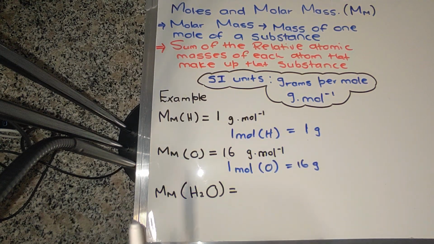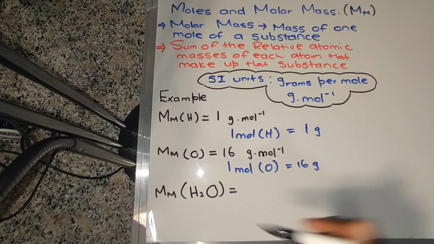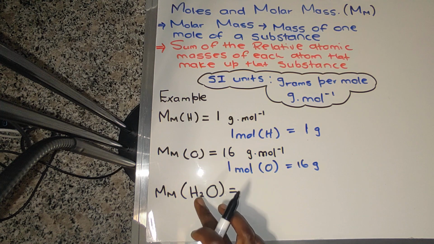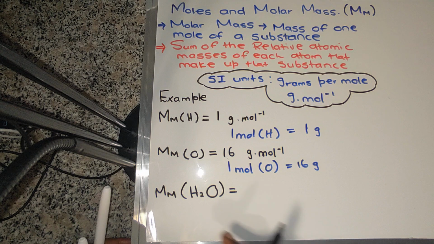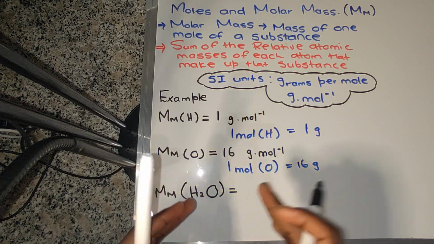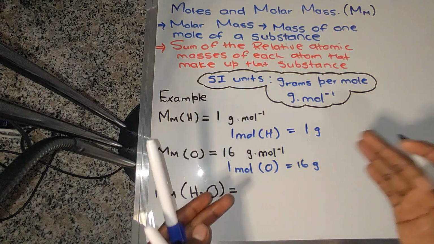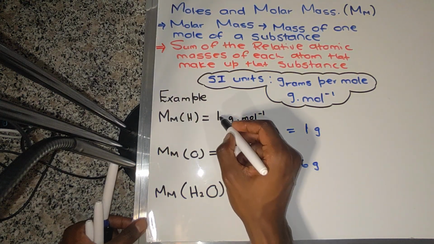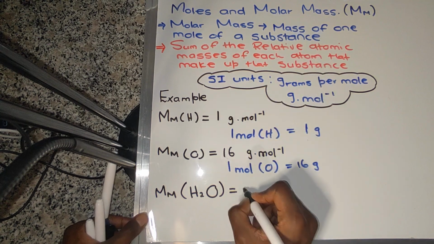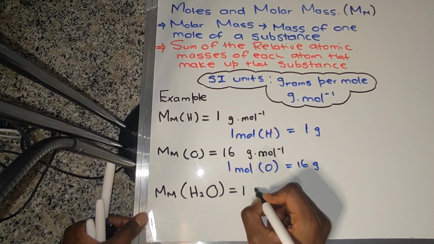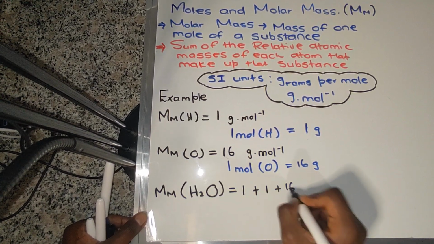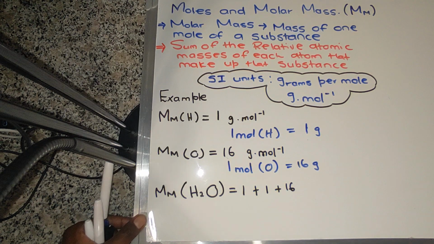Now let's find the molar mass of water. How many atoms make up water? There are 3 atoms, because we have 2 hydrogens and 1 oxygen. So how are we going to find this molar mass? We're simply going to add all the relative atomic masses of each and every atom that is found in this compound. We know that each hydrogen is 1 gram per mole. So I'm going to say 1 for the first hydrogen, plus another 1 for the second hydrogen, and then I add 16, because that is the mass of 1 mole of oxygen.